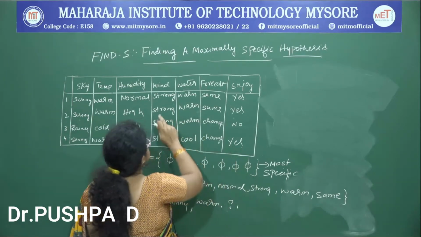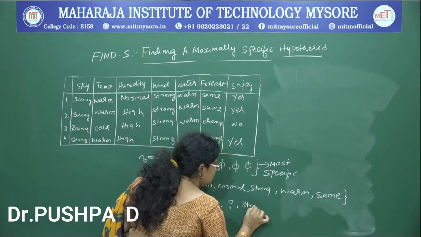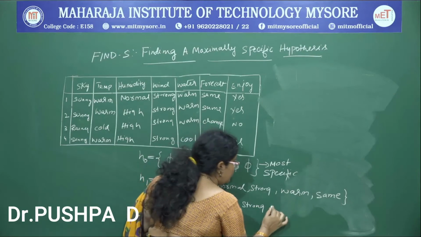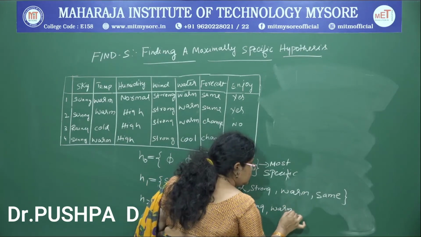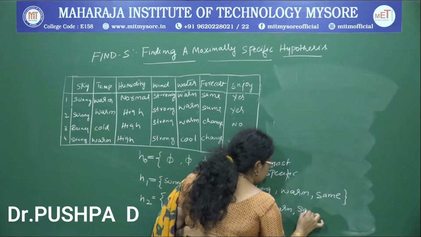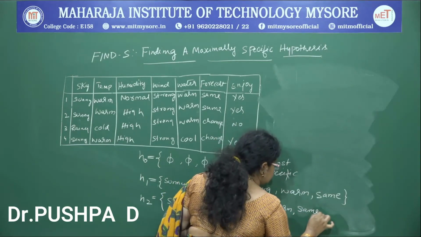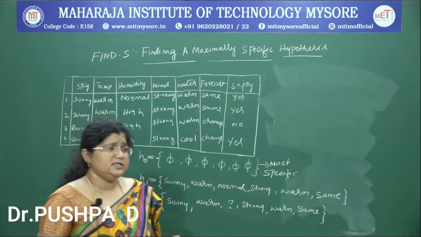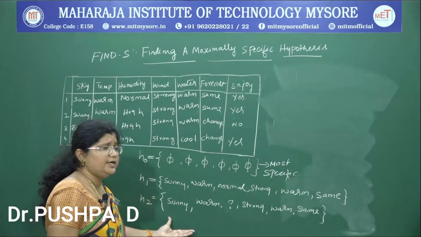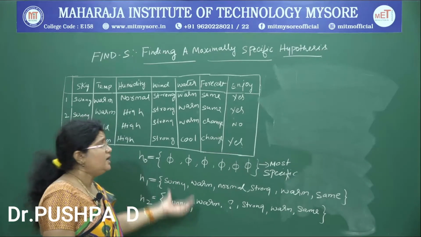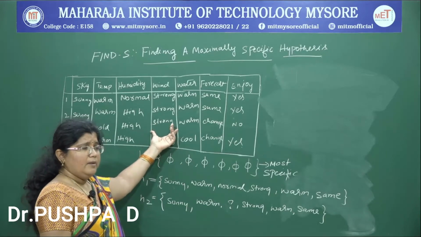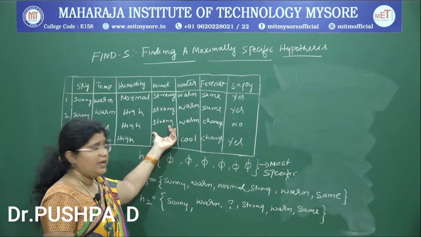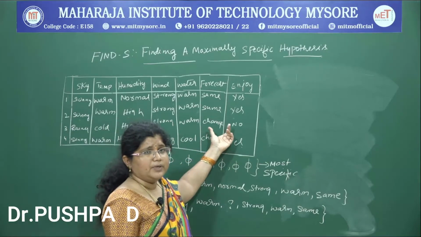Next is strong, strong, it remains as it is. Next is warm, it remains as it is. Next, same, it remains as it is. Now we have got the newly generated hypothesis. The next step is that this newly generated hypothesis must be matched with the next training example. But the next training example is a negative training example.